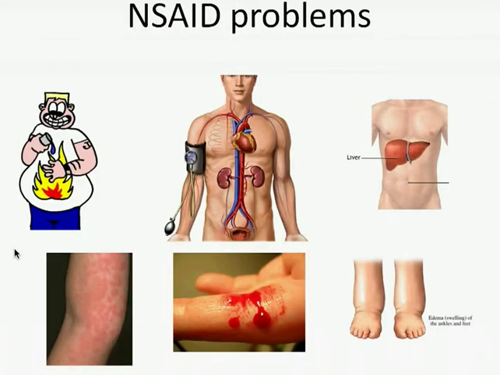But the NSAIDs may have side effects, ranging from a burning stomach to an actual stomach ulcer, changes in kidney function and increased blood pressure, liver reactions, rashes, hives, asthma, increased bleeding, especially when people take Coumadin, also called warfarin, or Plavix, and also increased fluid retention called edema. The risks of these medications goes up with age and the number of medical problems.